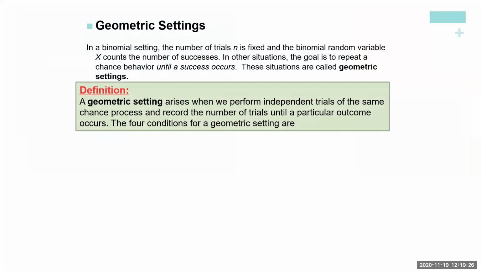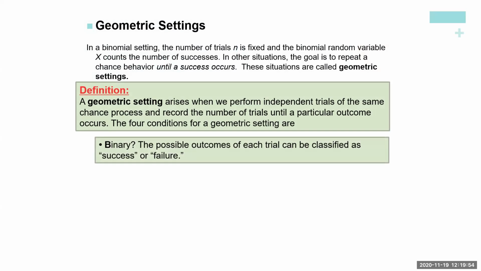So a geometric setting arises when we perform independent trials of the same chance process and record the number of trials until a particular outcome occurs. Okay, so the difference from binomial is, I have something called a success, something called a failure, and in binomial I have a fixed number of trials. I'm going to do something either 10 times, 5 times. Geometric setting means I'm going to continue until I get a success.